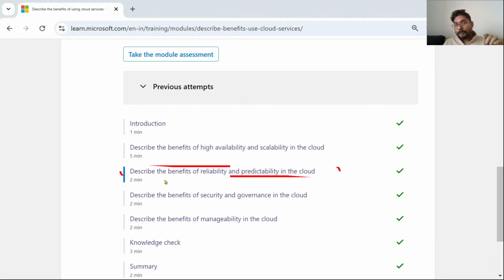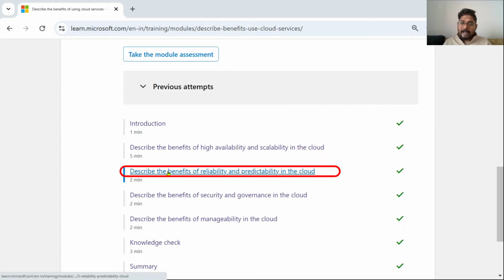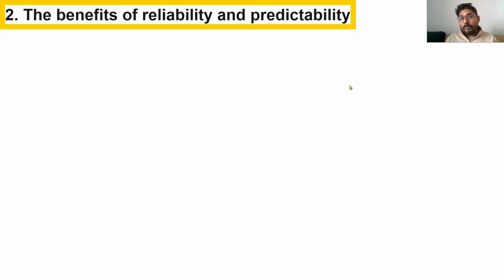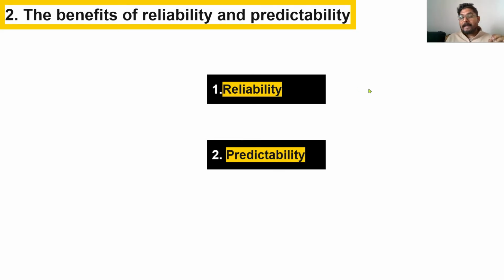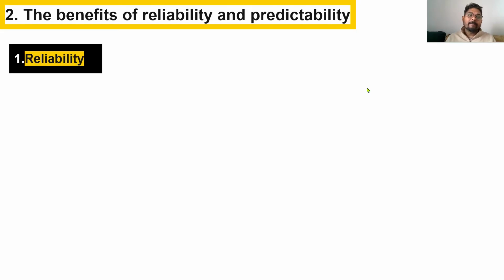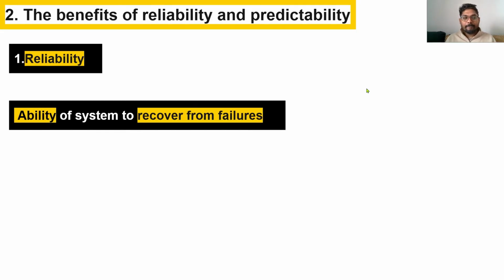Now we will move on to the second topic. Describe the benefits of reliability and predictability in the cloud. Like we have learned high availability and scalability, in a similar way we will learn reliability and predictability. So let's understand these two terms. Reliability and predictability. Now, what does reliability mean in cloud computing? Ability of a system to recover from failures.